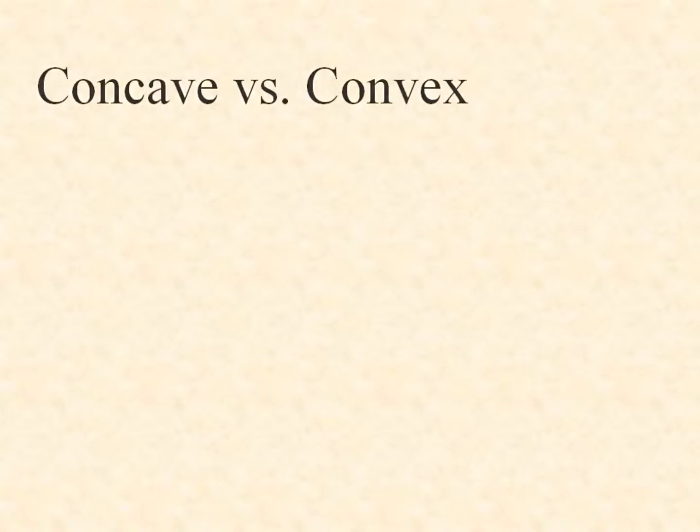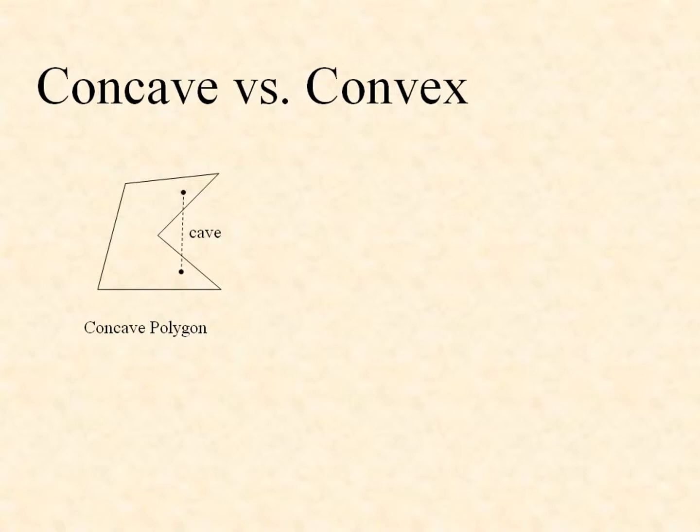One way to classify polygons is whether they are concave or convex. A concave polygon has a cave in it, an indentation. A very precise way to determine whether a polygon is concave or not is to find out if there are 2 points inside the polygon that can be connected by a segment that goes outside of the polygon. If that can happen, it's a concave polygon.